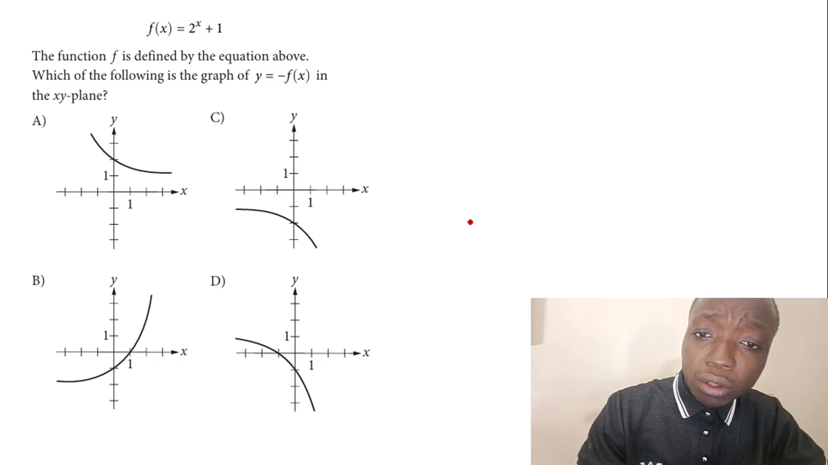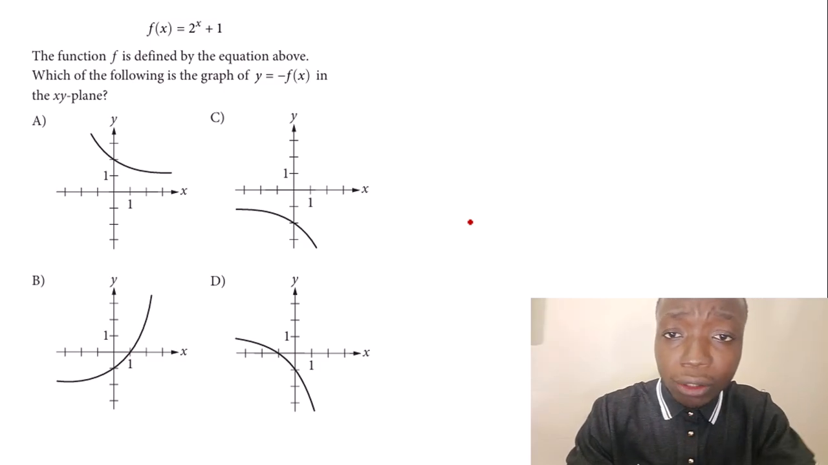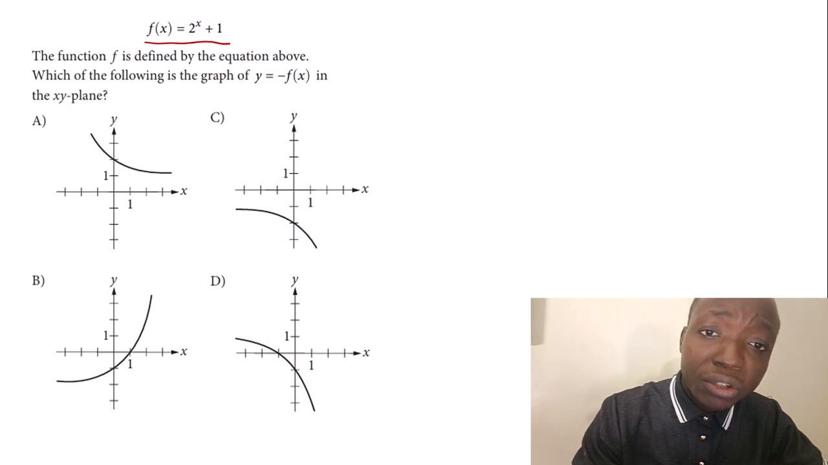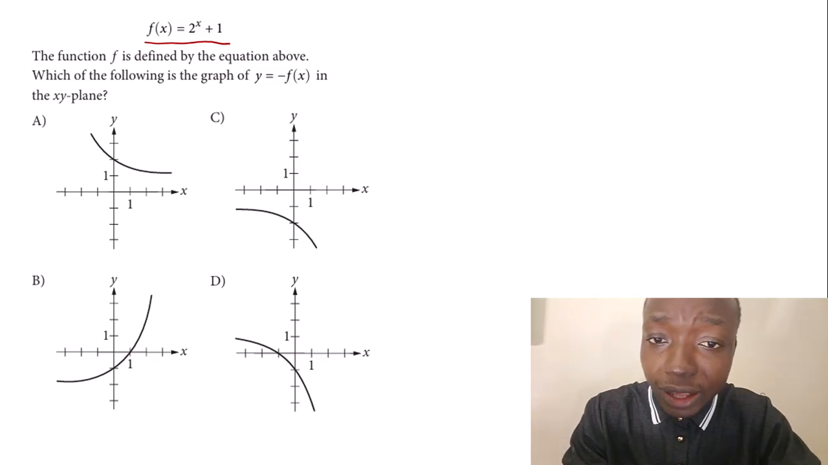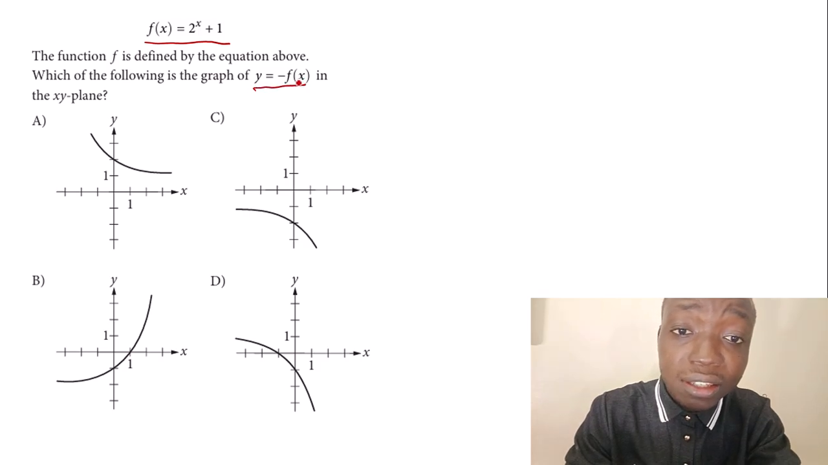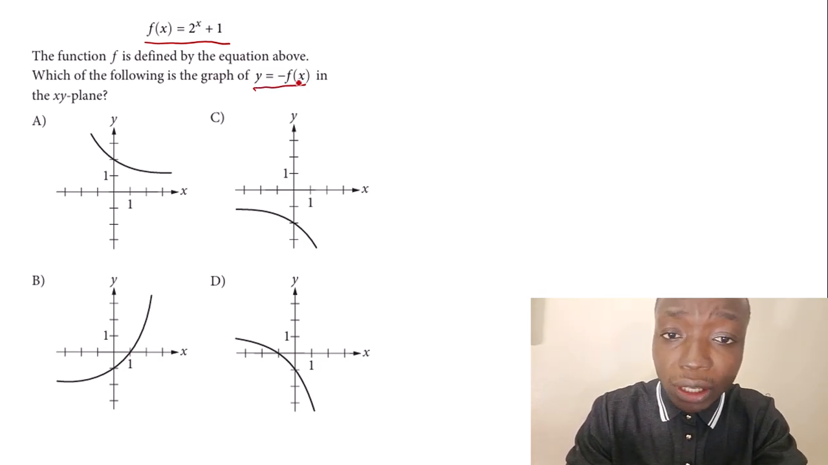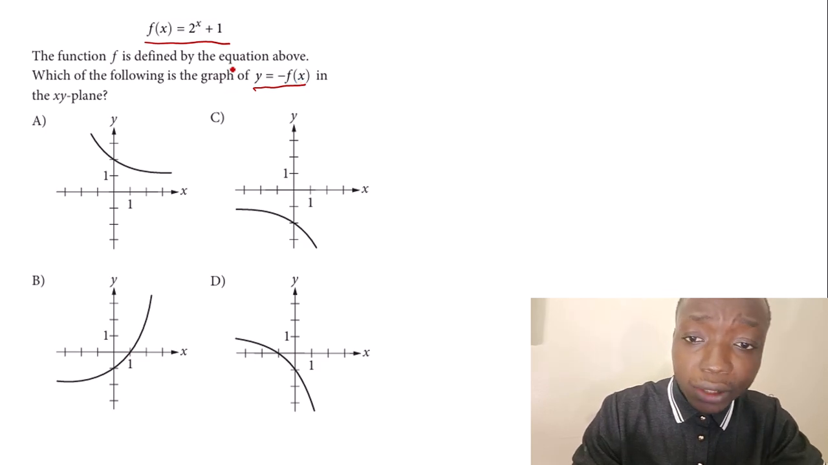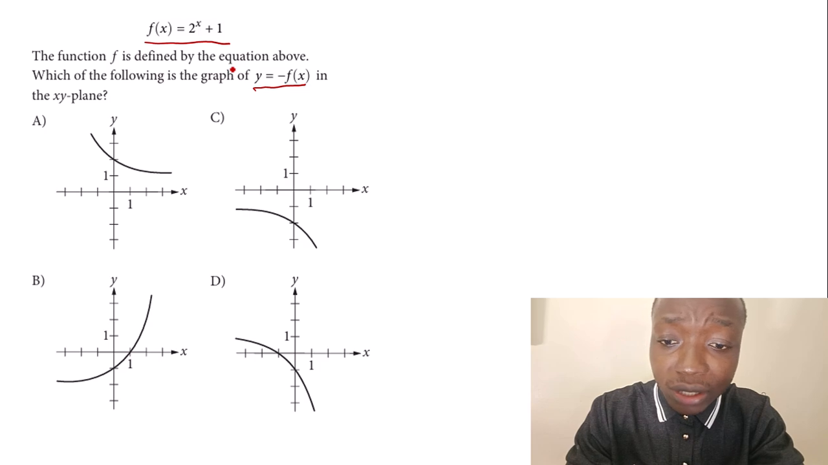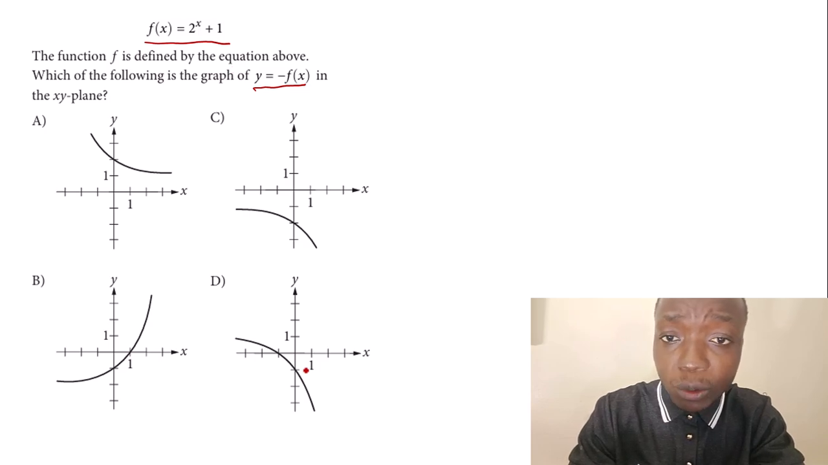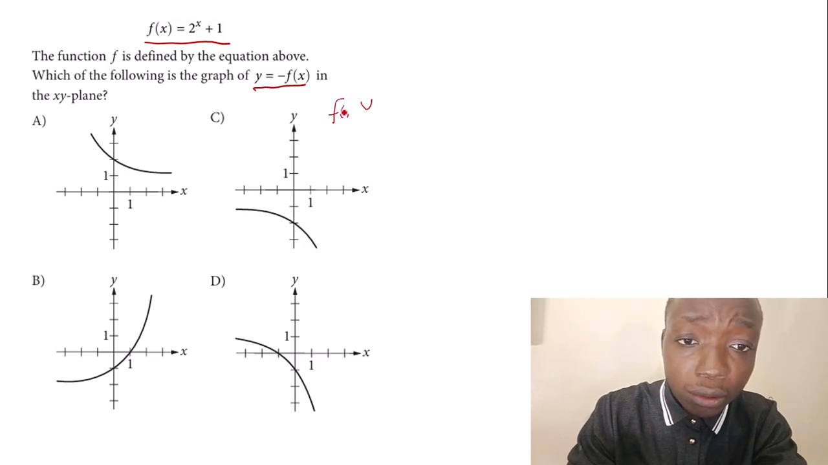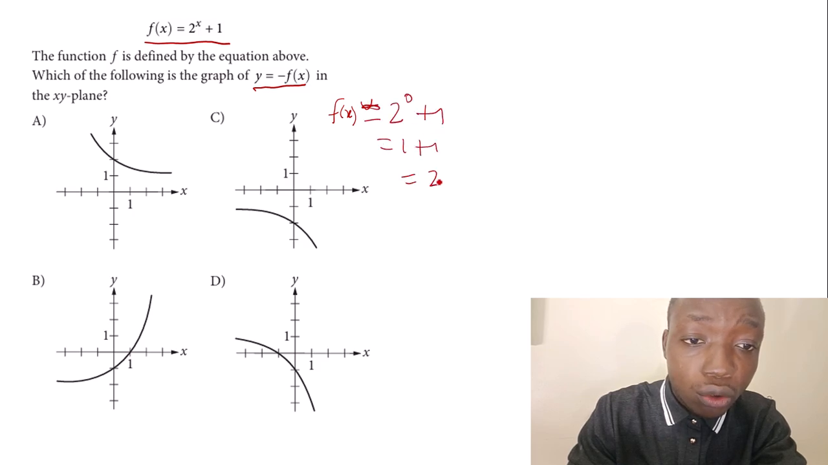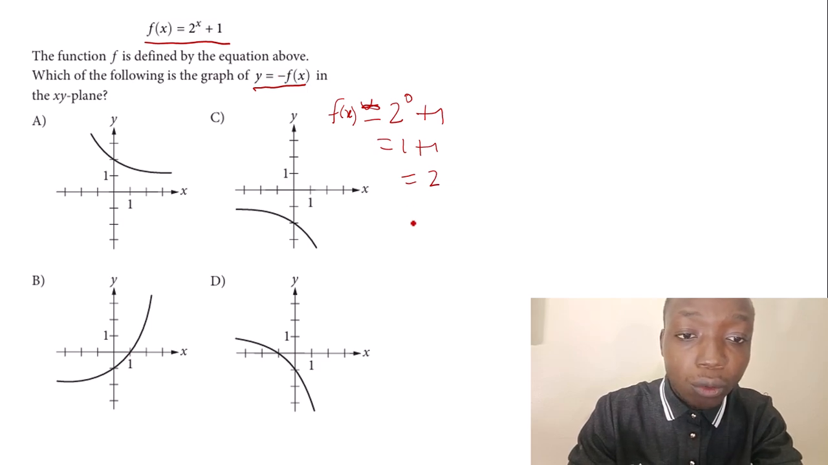Now, our next question, we want to find a graph that matches this function. So take note, the function you've been given is 2 raised to power x plus 1. But the graph they're asking you for is a graph of negative f of x. So we need a graph that is negative of that. Okay, so let's start with 0 because that is where we have the y-intercept. So if you substitute 0, you're going to have 2 raised to power 0. So f of x is equal to 2 raised to power 0 plus 1, which is 1 plus 1, which is 2. But remember that we want to find negative. So what we're looking for is a graph where the y-intercept is negative 2.